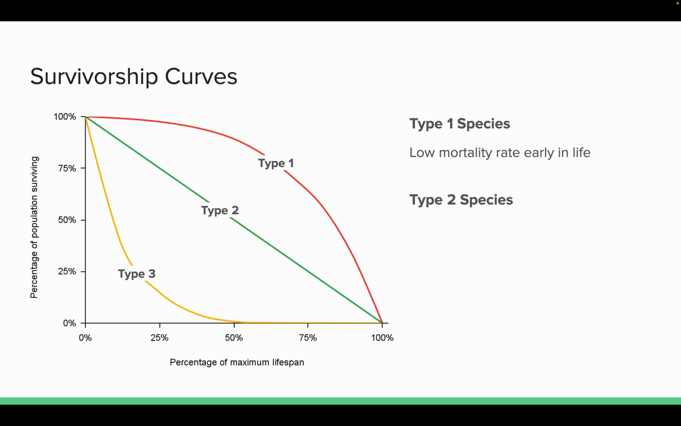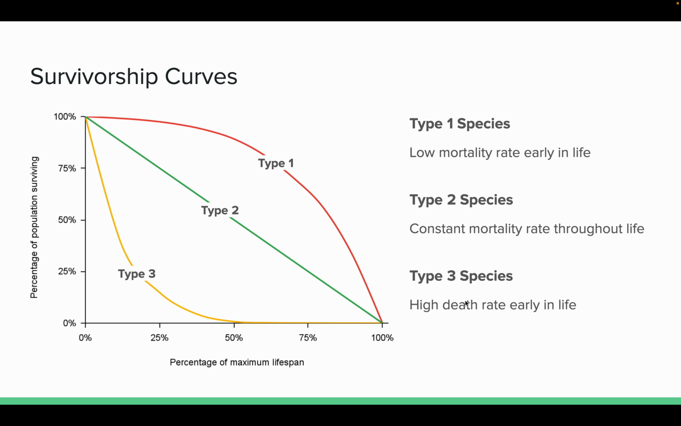Then we've got a type 2 species, where it is a somewhat constant mortality rate throughout the expected lifespan of these individuals or this species. And then we've got the type 3 species, which have a high death rate early in life. So most of the individuals don't actually survive that long, and it's only very few that get to live for a long time and continue surviving. So type 1, type 2, and type 3 species.